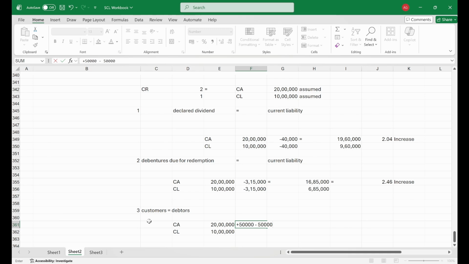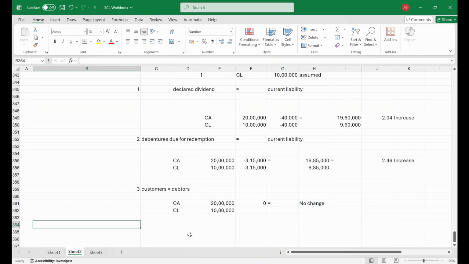Therefore, this plus 50,000 and the other minus 50,000 will cancel out each other, and therefore the net impact will be 0. And also please understand that when you collect cash from debtors, the liabilities won't undergo any change. Therefore, the new current asset and new current liability will also be 20 lakhs and 10 lakhs only. Therefore, this does not change your current ratio.